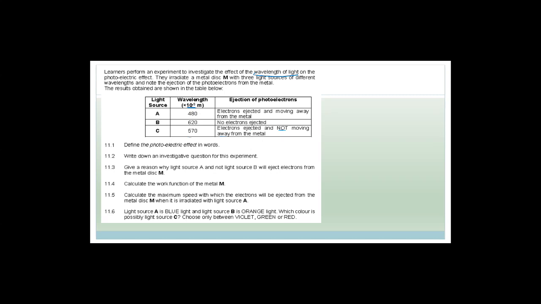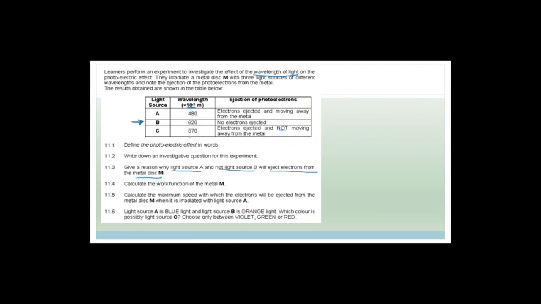Right, now they say, give a reason why light source A and not light source B will eject electrons from the metal disc M. Okay, so I would say that light source B is light that is not of the threshold frequency. It hasn't met the threshold frequency of the metal, and for that reason it cannot eject electrons, whereas light source A is above the threshold frequency and therefore electrons are ejected.